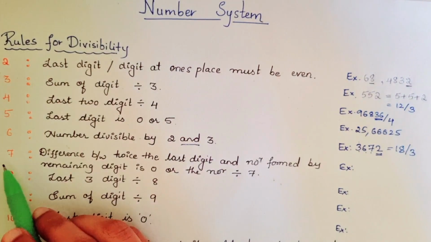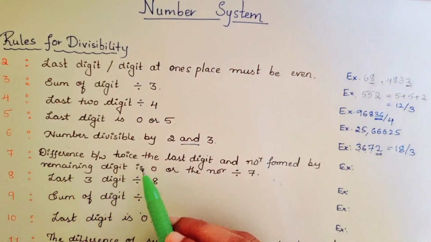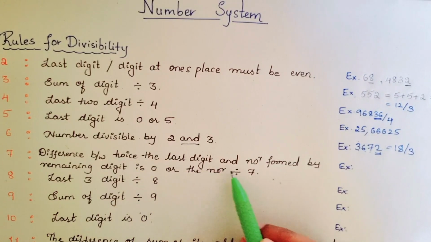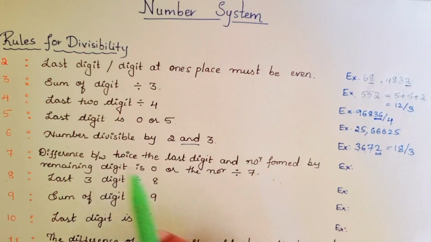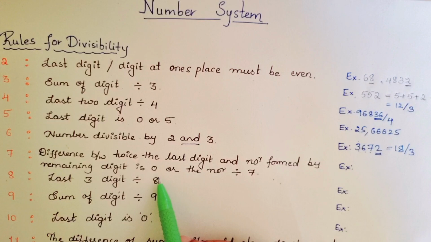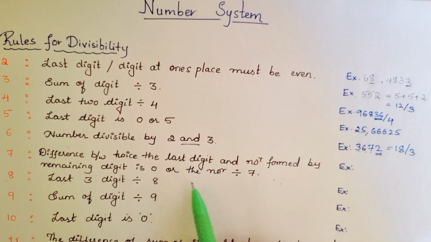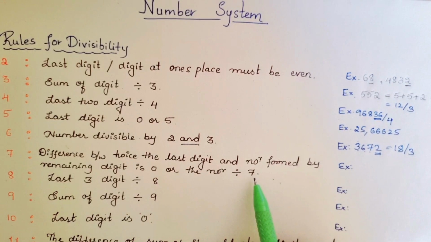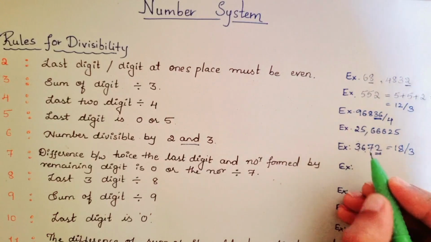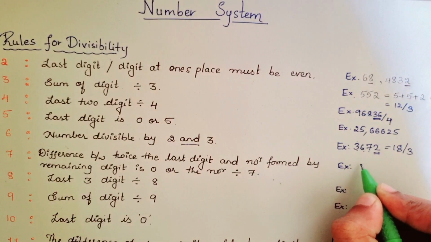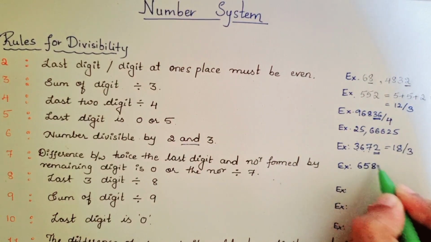Next is divisibility of 7. The difference between twice the last digit and the number formed by the remaining digits should be 0, or the number formed should be divisible by 7. I'll explain it through an example. Let us take a number 658.